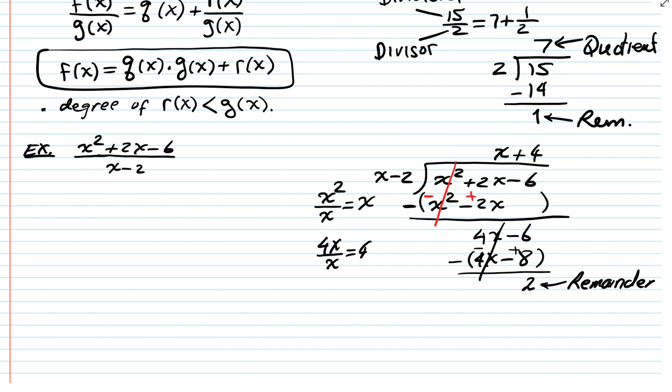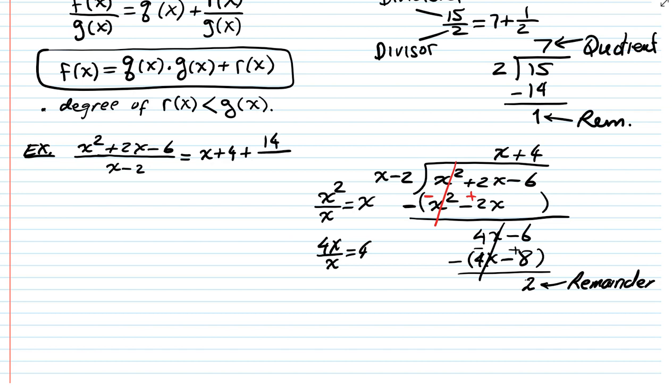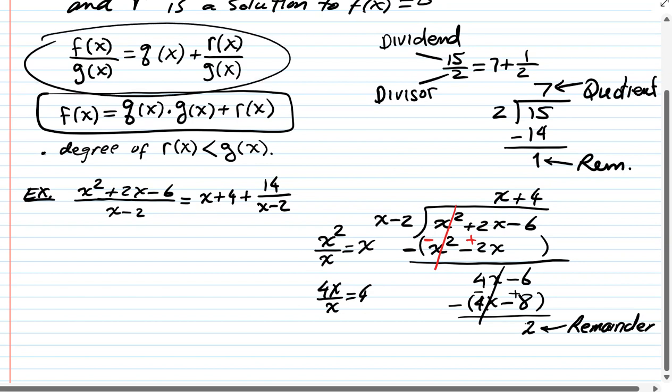And look at the degree of the divisor. The degree of the divisor is 1. So this is how this algorithmic process stops: when the degree of the remainder is less than the degree of the divisor. That's when we stop this long division algorithm. And at this point we can write this as the ratio of a quotient. The ratio is a quotient plus a remainder over a divisor, and that's precisely in this form.